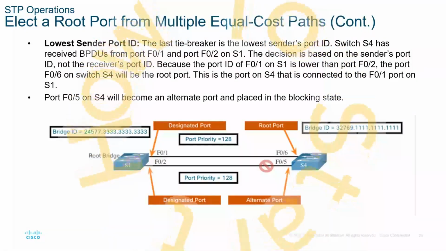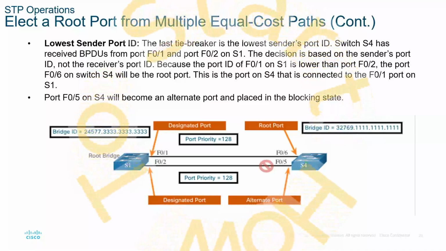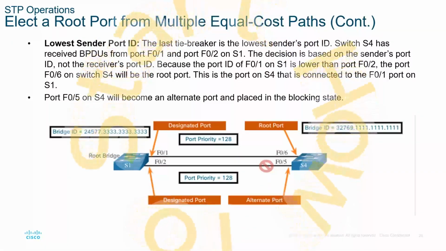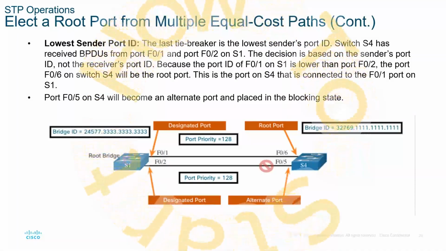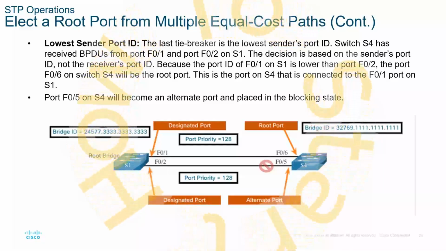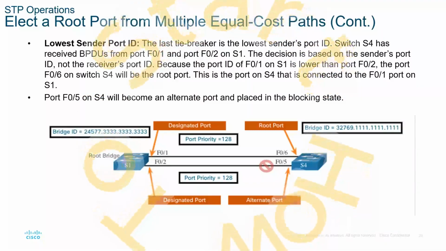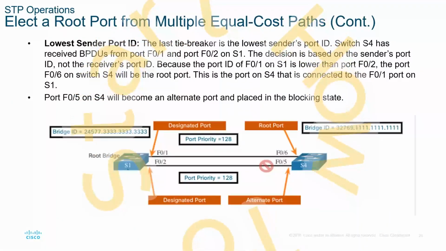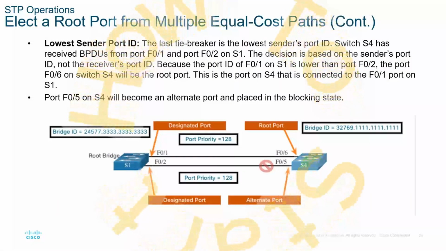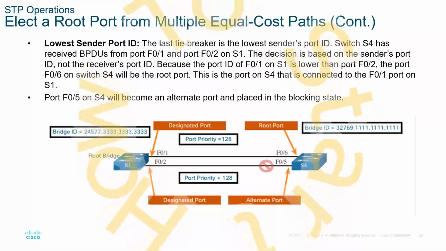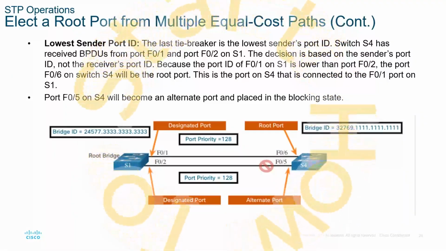If we're looking at the lowest sending port ID, the last tiebreaker, if everything else is equal, the lowest sender port ID. Basically from switch 4, it will connect to switch 1's F01 and switch 1's F02. The decision is based on the sender's port ID, not the receiver's port ID. So again, the root bridge is the sender. Since it was sent on F01, that is the lower of the 2. That means the receiver will put that as a root port.